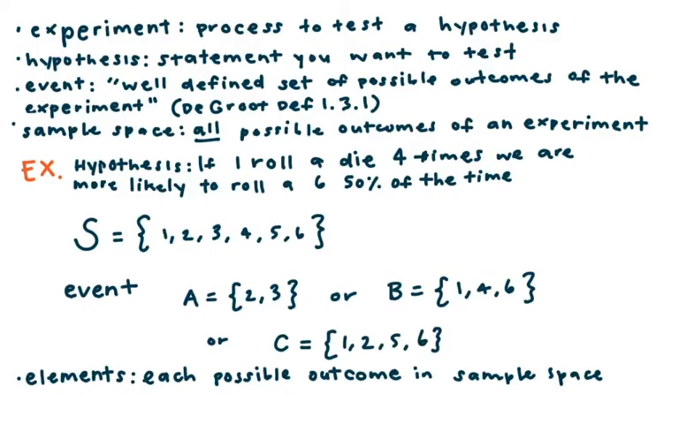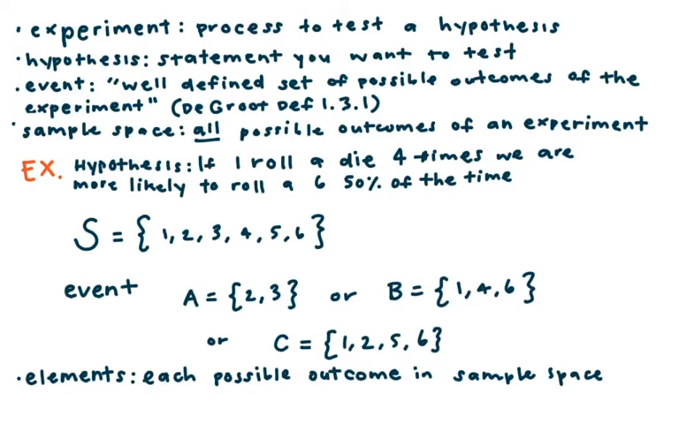So an experiment is a process to test a hypothesis, and a hypothesis is a statement you want to test. An event is a well-defined set of possible outcomes of the experiment, and sample space is all possible outcomes of an experiment. So to help us understand these terms, we're going to go through an example.